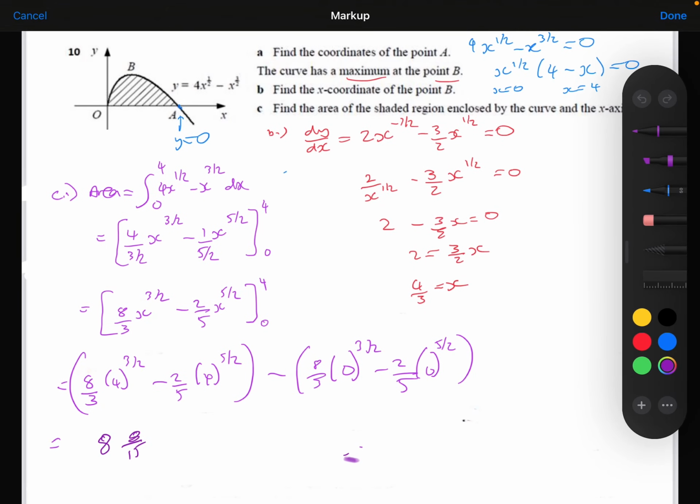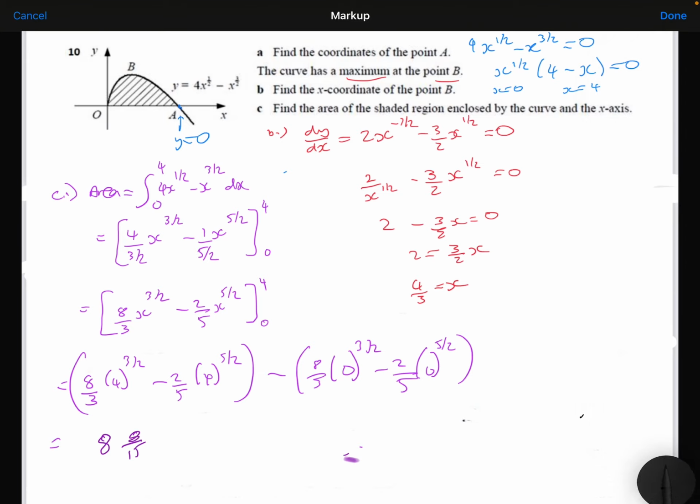Okay, so this is question 10. I've already written out my working out so you can have a look at it, and I will explain it. So part A of this question, we need to find the coordinates of point A, which is this point over here. We can see at this point that the y coordinate is 0.